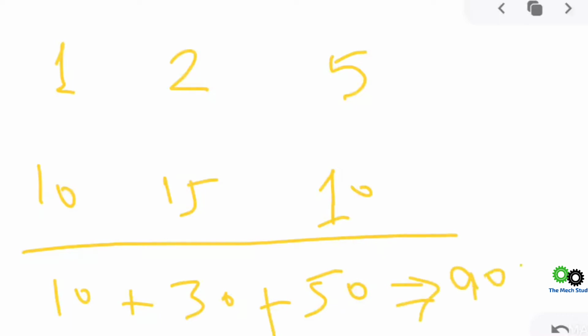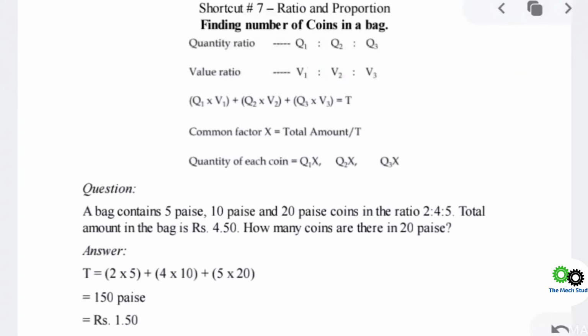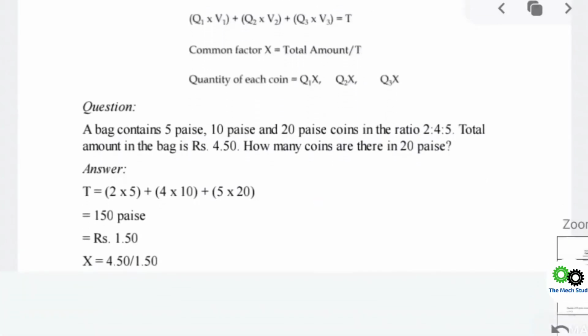That is the total quantity along with the total rupees, which is the total amount mentioned in the question. So I think you have got the idea of the value and how to calculate the quantity of each coin along with the value of that quantity. Going ahead with the question which I have taken: a bag contains 5 paise, 10 paise and 20 paise coins in the ratio of 2:4:5. The total amount in the bag was 4.50 rupees. How many coins are of 20 paise?